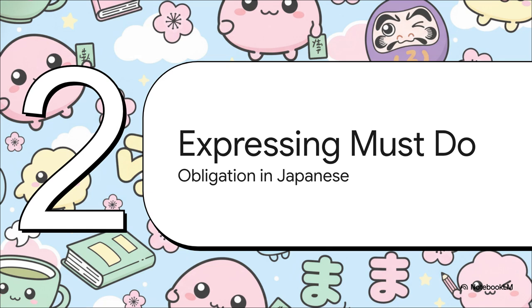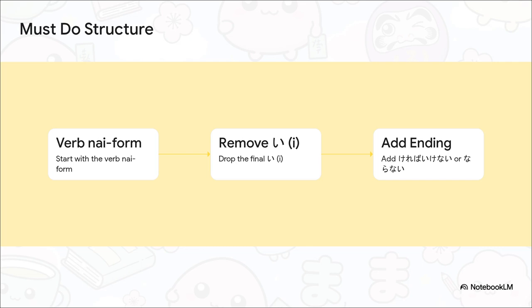Moving on to section 3, expressing must do. Because sometimes in life, and definitely in Japanese, there are just things we simply must do, whether we want to or not. Now, when you first see this conjugation in a textbook, I know it looks notoriously long and intimidating, but let me guide you through it. Once you see the visual formula, it is literally just a simple plug and play.